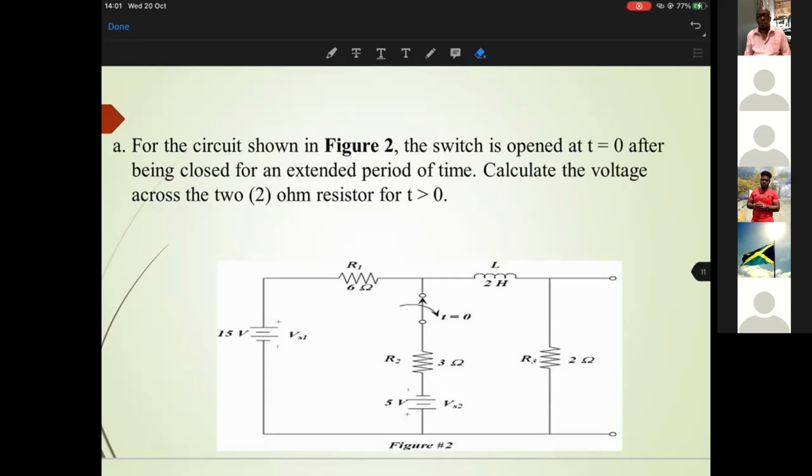In other words, what kind of response would I now experience based on the theory that we have? Forced response. Because I now have a different source driving the inductor. Before this, I had these two sources. Once I remove one of them, I will now have a different source. So it means that I'll have to find the two steady states. That's right.